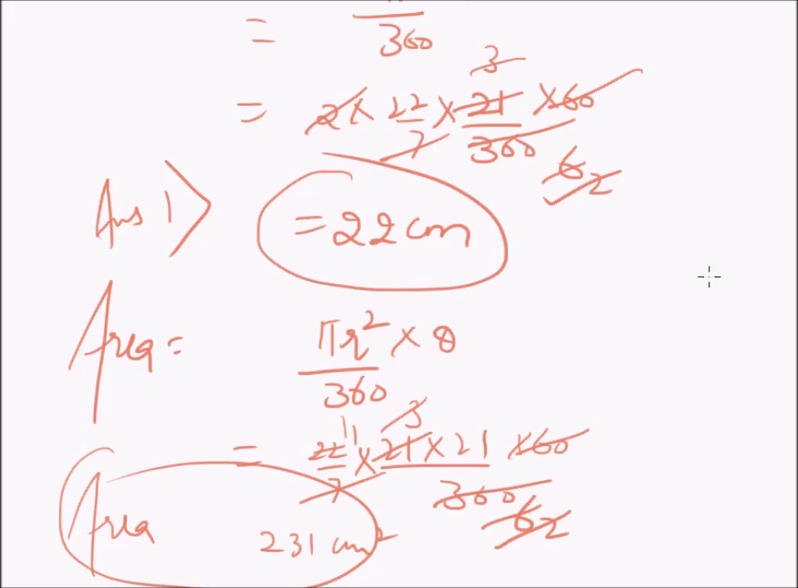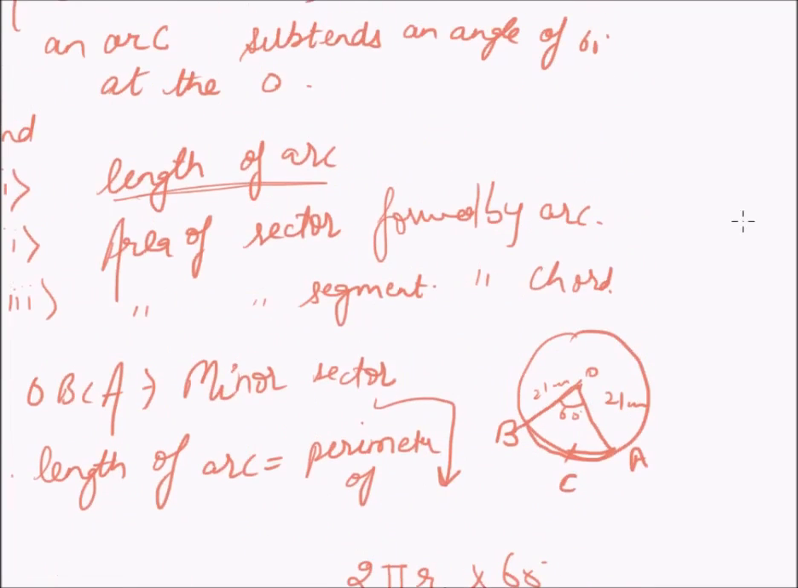The third part is an interesting part. It says find the area of segment. Now friends, the segment formed by the chord. If we join AB, then AB will be the chord formed. We have to find this area. We have to find this particular area.